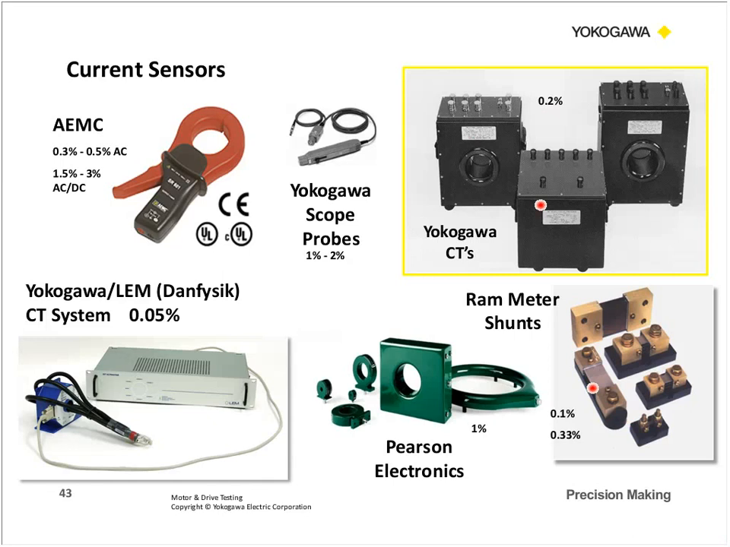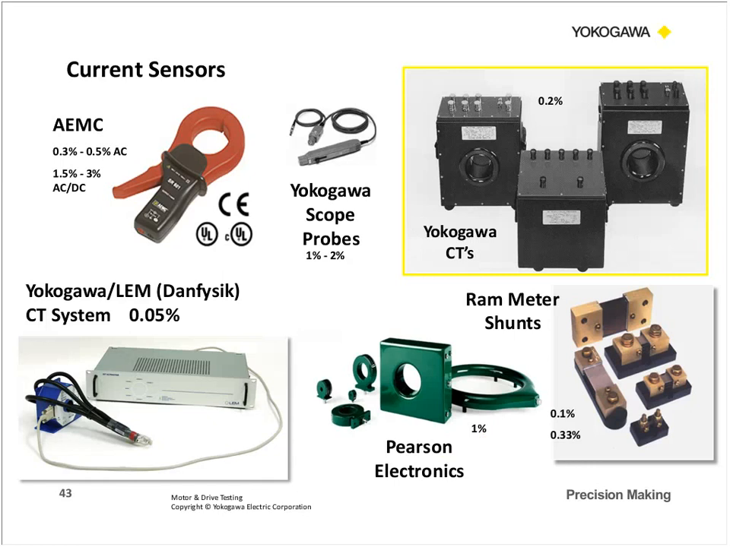Shunts. Very accurate shunts. We work with RAM meter and resell those for your DC measurements. We can get shunts in the 0.1 and 0.33% accuracy class. Pearson Electronics is well known for current measurements, but typically they're high frequency, good to about 1%.